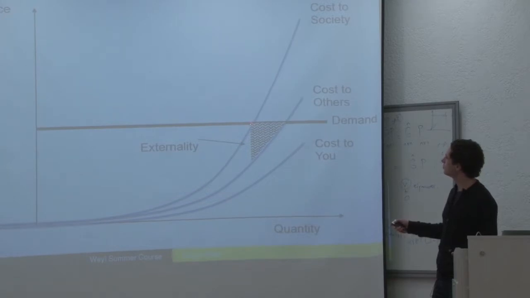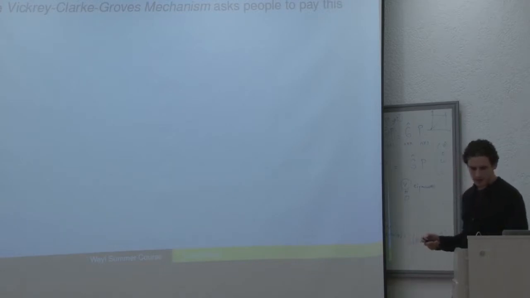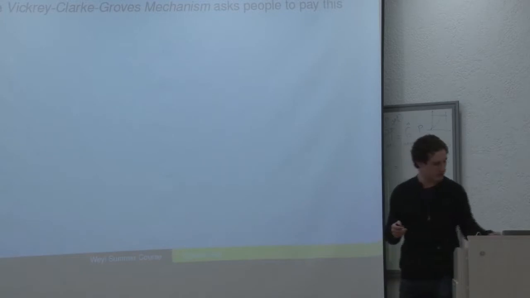Here is the optimum we'll choose then. Here's the optimum we would choose without you participating. And the externality you cause is the Harberger triangle between those things. Right? Okay. So the Vickrey-Clarke-Groves mechanism says that people should pay exactly the externality that they cause.